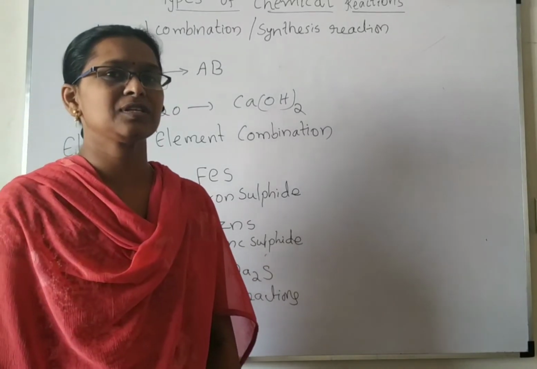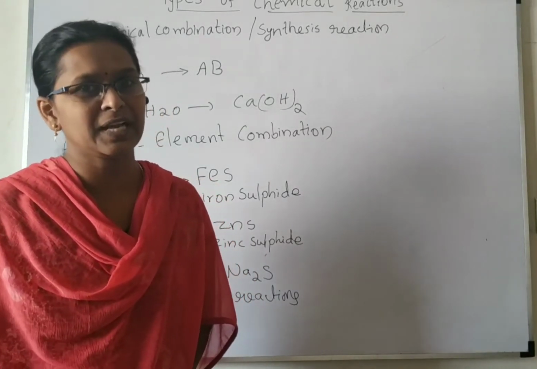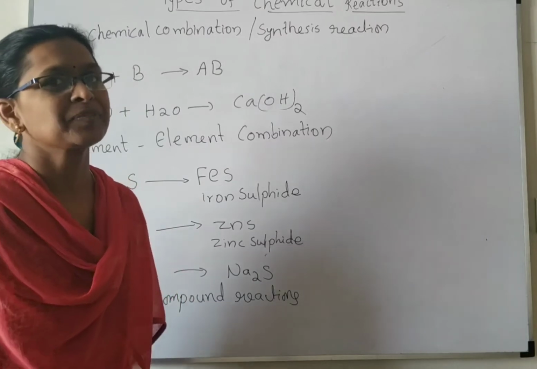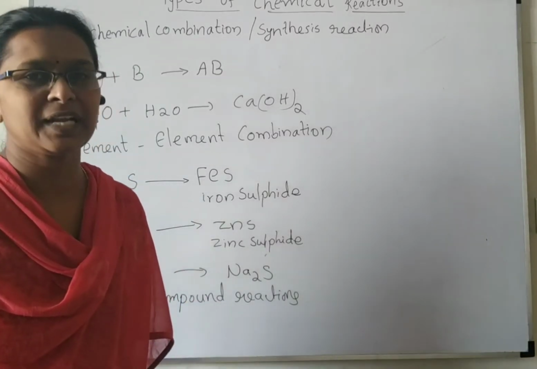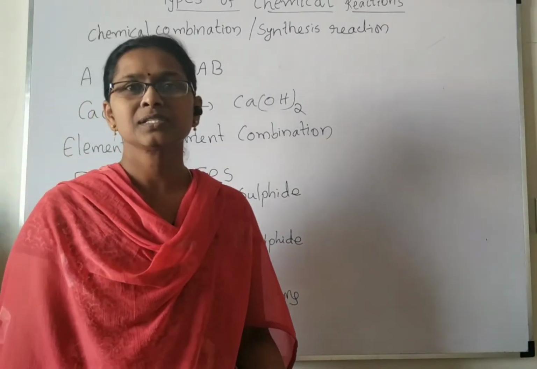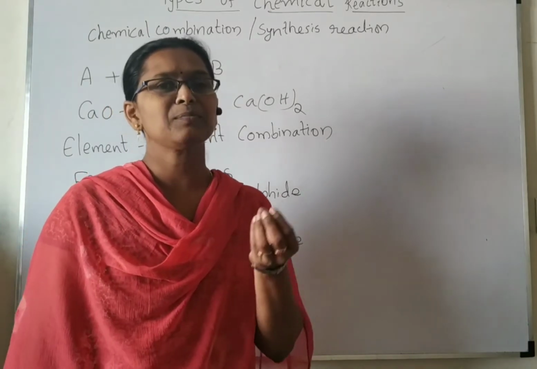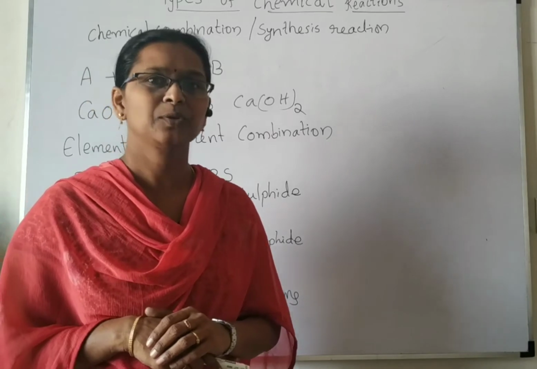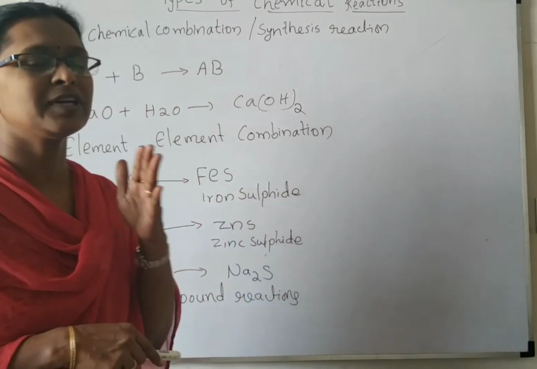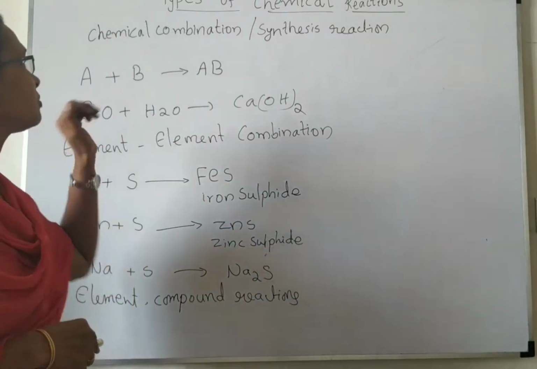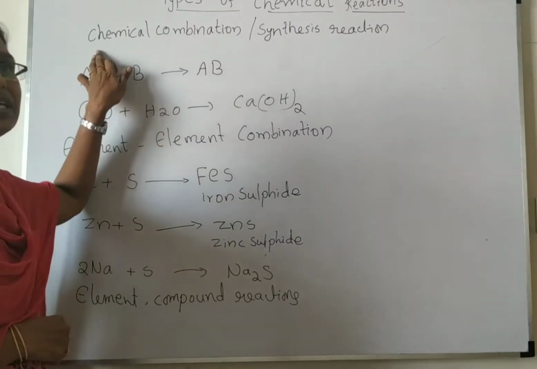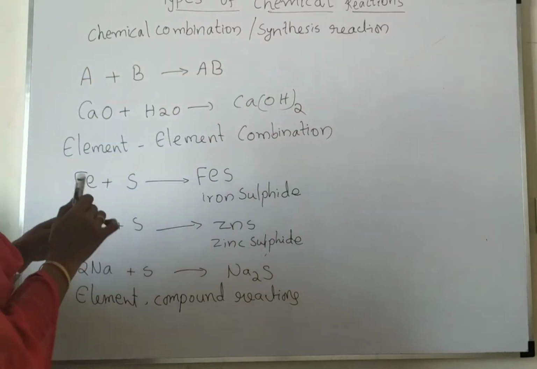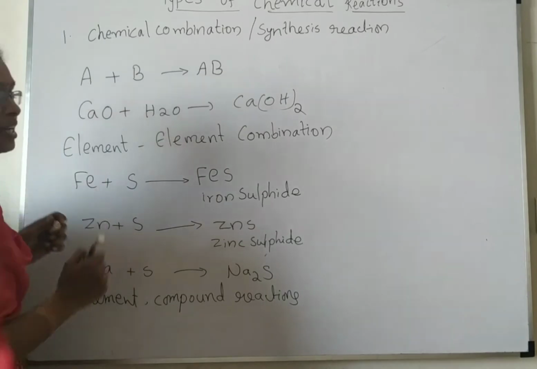Now we are going to discuss part 3, types of chemical reactions, of class 10. In that, we have 4 types of chemical reactions: combination reactions, decomposition reactions, single displacement and double displacement. So one by one we'll try to know the characteristics of these. First one is chemical combination reactions.